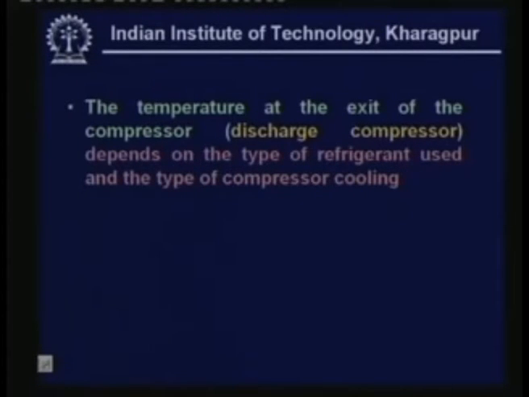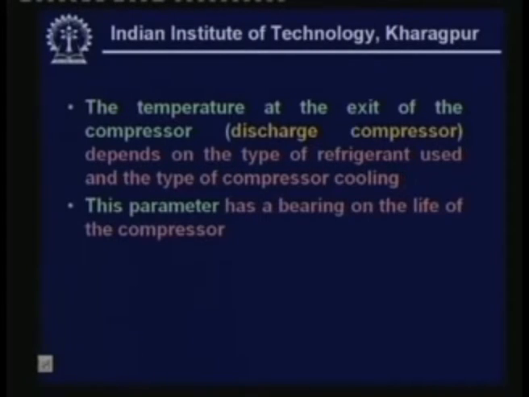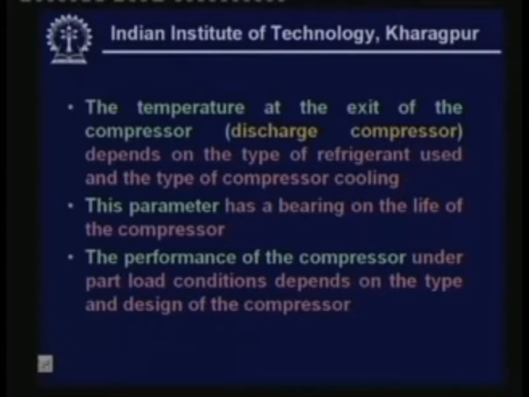The third important parameter I have already mentioned is the temperature at the exit of the compressor, or the discharge temperature. The discharge temperature depends upon the type of refrigerant used and the type of compressor cooling for given evaporating and condenser pressures. What is the importance of this? This parameter has a bearing on the life of the compressor, so this is a very important practical parameter. The fourth important performance parameter is the performance of the compressor under part load conditions. This depends on the type and design of the compressor.